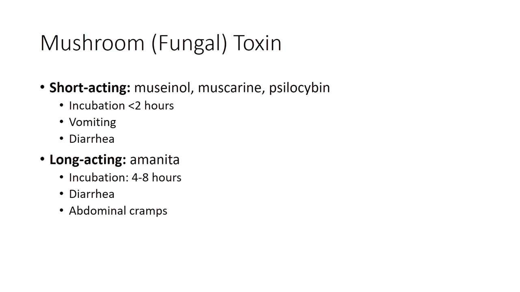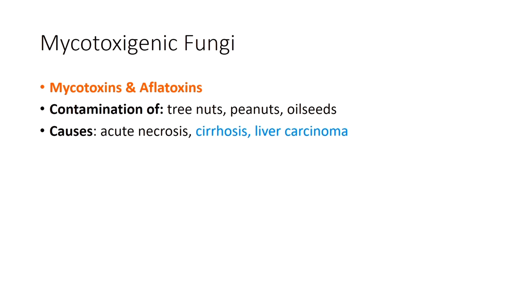You also have long-acting, which is amanita, so your alpha amanitin, which is your death cap mushroom. Usually 48 hours, diarrhea, abdominal cramps, and that can actually kill you. So careful with that. Other guys are mycotoxigenic fungi, so mycotoxins and aflatoxins. Remember, aflatoxins is a key thing. You get it from tree nuts, peanuts, oil seeds. And the problem with these, it goes to the liver and damages it, causes cirrhosis and liver carcinoma. That is super high yield.